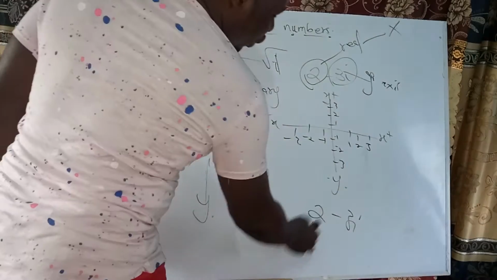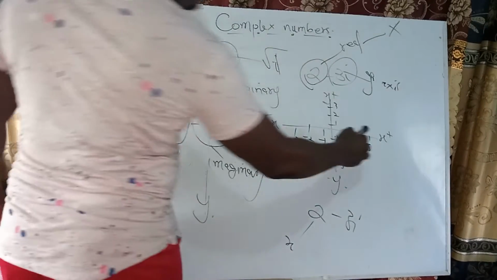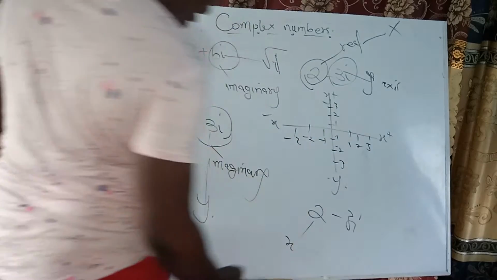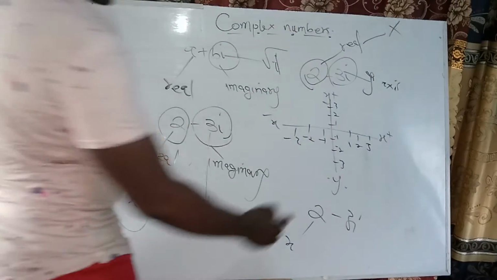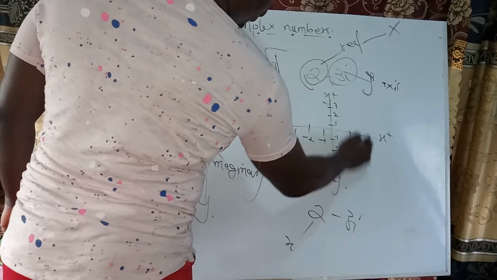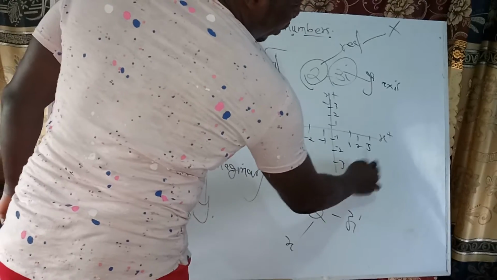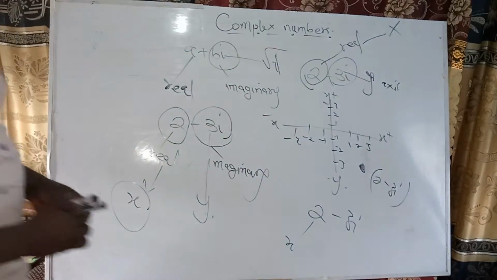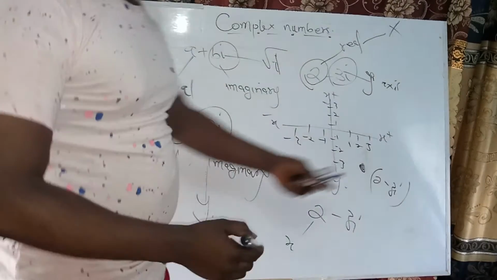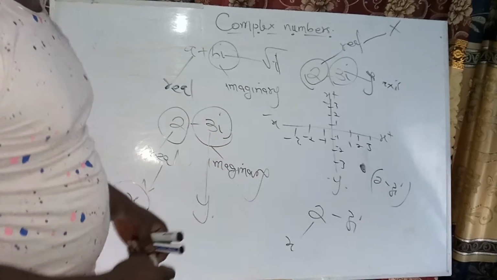So we can locate 2. We say 2 goes to the x-axis. So we locate 2 here, and minus 3 goes to y. So this is the minus 3. So 2, minus 3. So this is the point that we are locating. So this point here will be our 2 minus 3i. That is how we plot complex numbers on a graph. That is the way it's going to look.